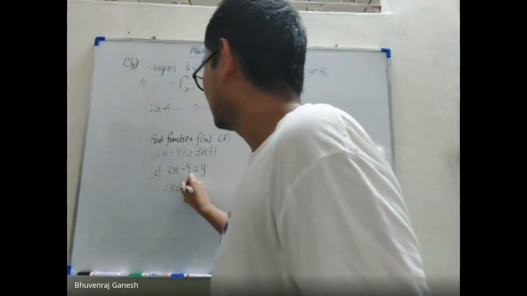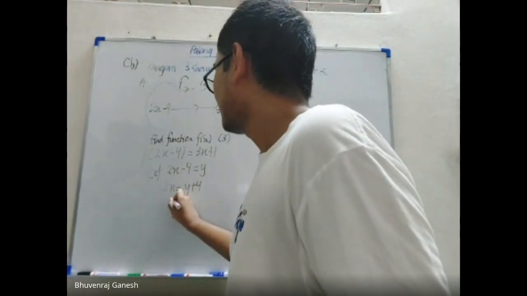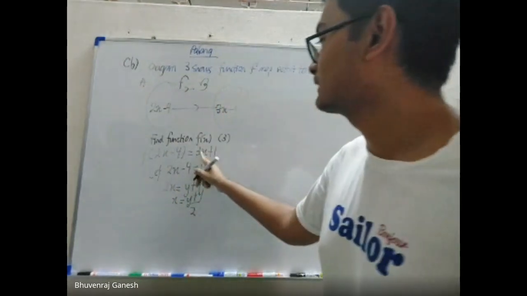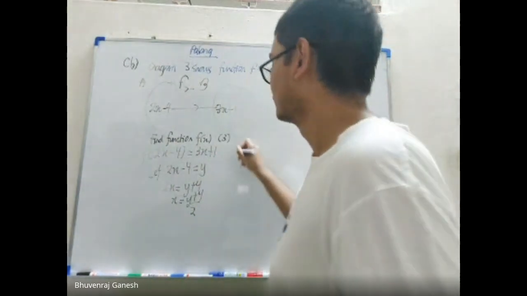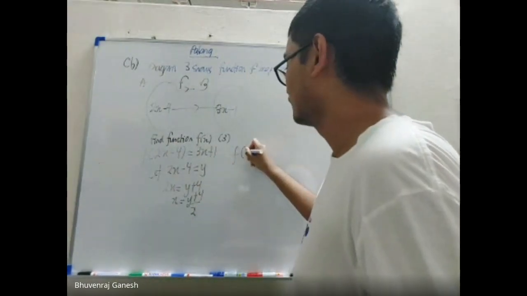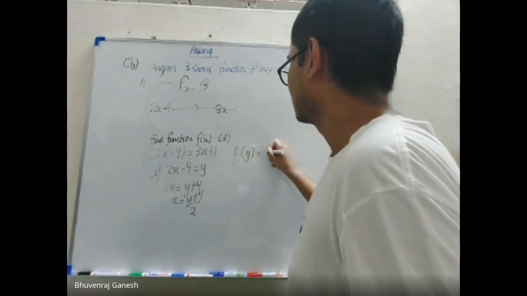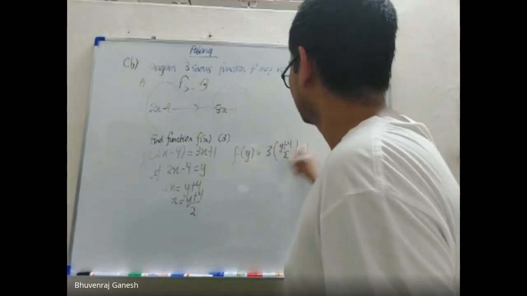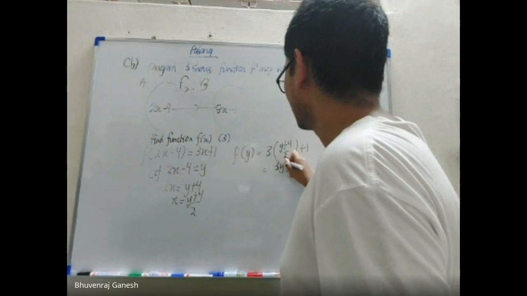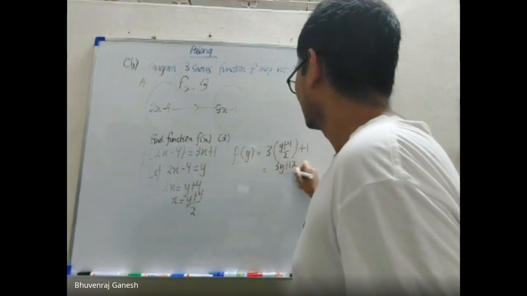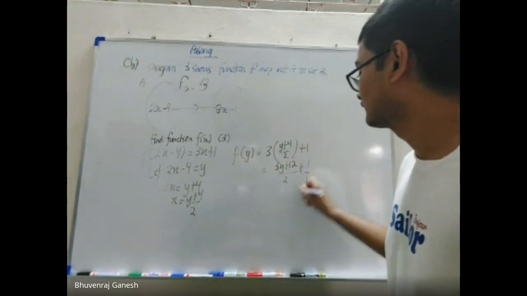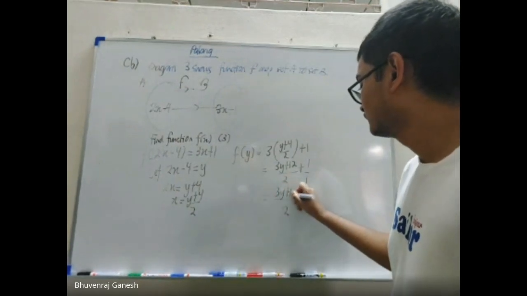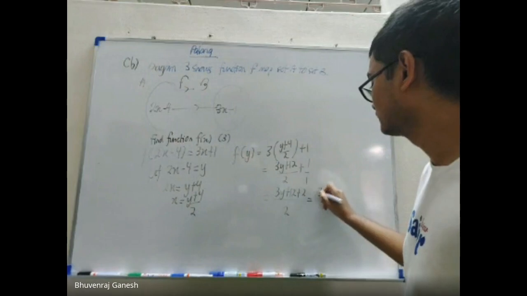So 2x equals y plus 4. x is (y plus 4) over 2. So you can see here, you can substitute the x variable with y. So you get f(y) is 3 times (y plus 4) over 2, plus 1. So you get (3y plus 12) over 2 plus 1. So you can make the denominator the same here. So this is your answer.